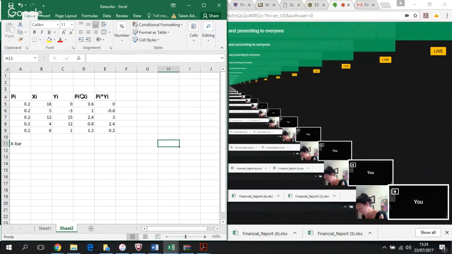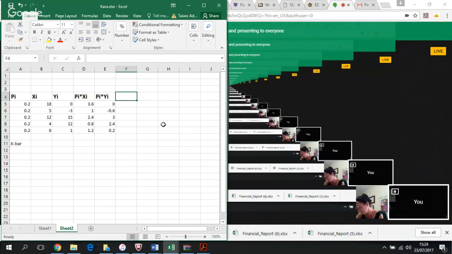Can you see this? I need to find the x minus x bar multiplied by y minus y bar, multiplied by the probability. When you say y bar, what does that actually mean?